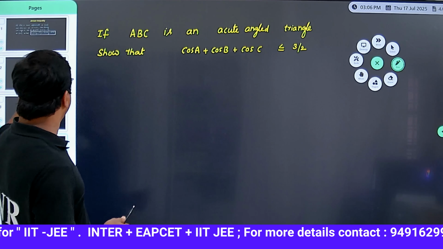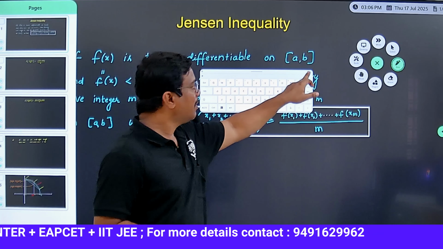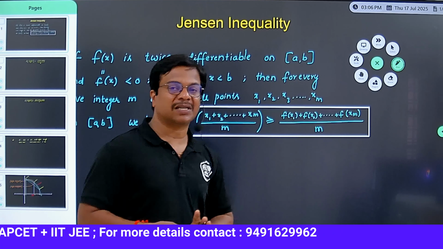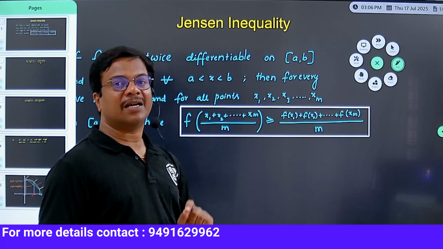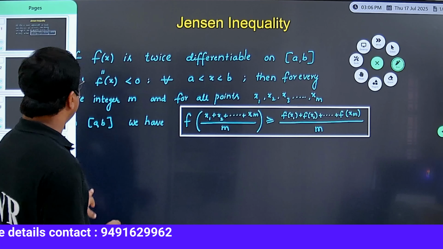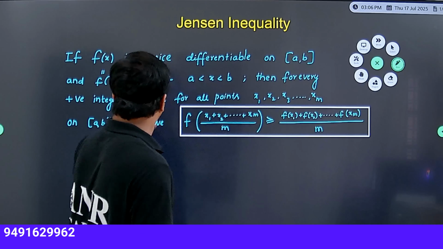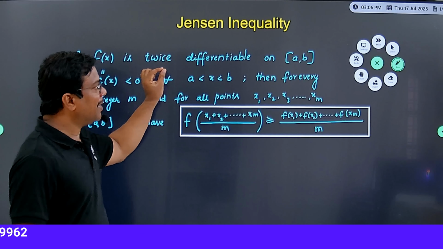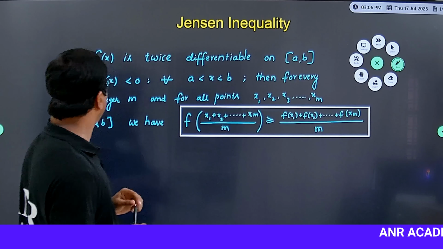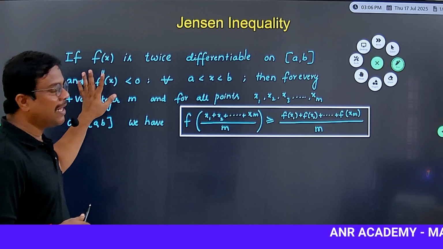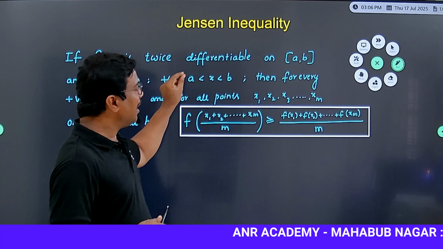Let us discuss Jensen's inequality first, and then we go for solving cos A plus cos B plus cos C less than or equal to 3 by 2 whenever ABC are acute angles. See the statement here. f of x is twice differentiable on the closed interval A to B, and its double derivative should be less than 0 for all A less than x less than B.